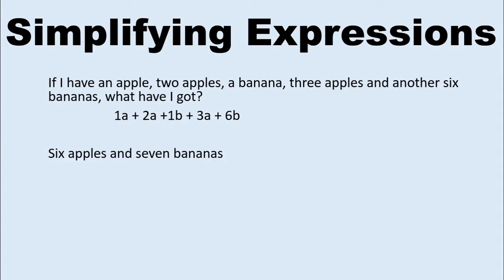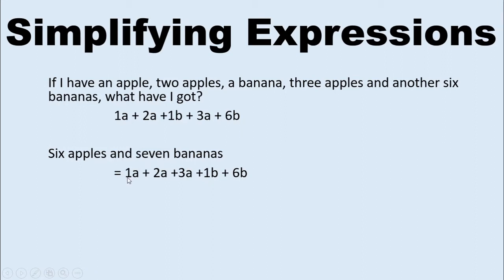But showing that algebraically is what we like to call grouping like terms. I'll group my A's together and I'll group my B's together. My A's, I've got 1A, 2A, and over here I've got 3A. So that's my A's together. And then my B's together, I've got 1B plus 6B. That's my B's together.